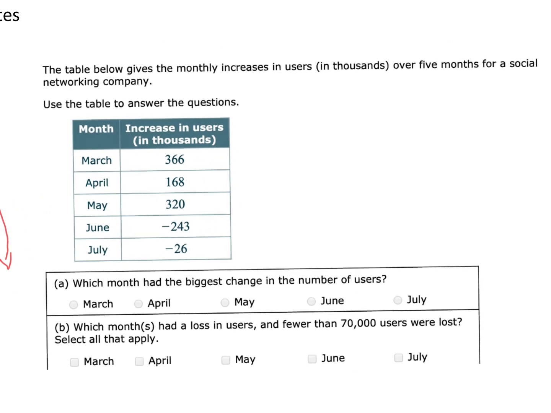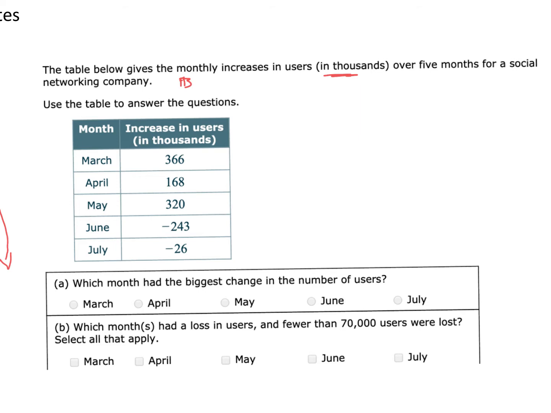All right, let's look at another question. Social media. All right, let's pretend this is TikTok or Snapchat. The table below gives the monthly increase in users in thousands over 5 months for a social networking company. Let's say Facebook as old timers. Use the table below to answer the questions.